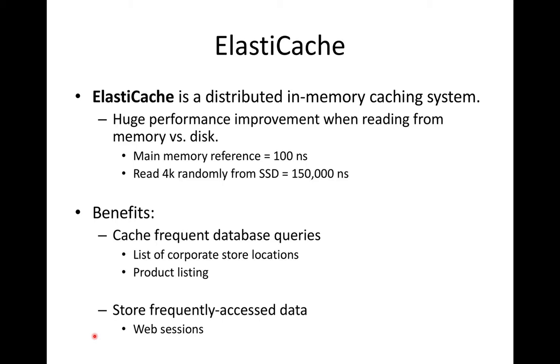And it's unlikely that those corporate store locations change all that often. Maybe you're adding a new store a week or a new store a month if you're one of these fast growing companies. But in the whole scheme of things, that data isn't changing very often. So instead of hitting the database on disk to pull that data, why not store those corporate store locations in a caching system? The same thing for product listings. You can oftentimes store those in a cache as well.